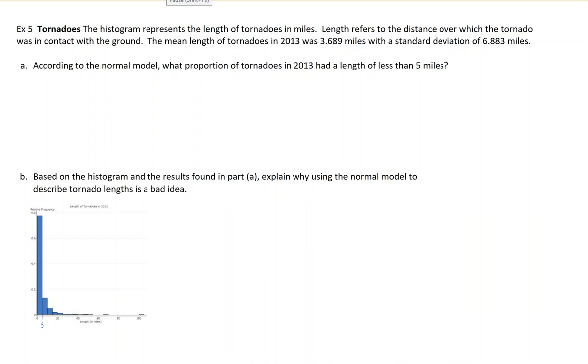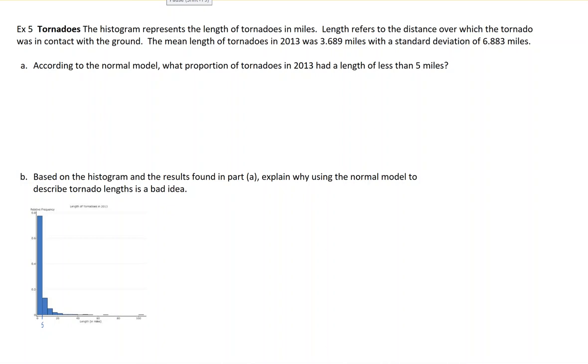So in this problem, we have some information about a tornadic event that happened in 2013. Down below, you'll see the histogram representing the length, in miles, not time, of how many miles these tornadoes were on the ground. We know that the mean length of the tornado from this 2013 event was 3.689 miles, and it has a standard deviation of 6.883.